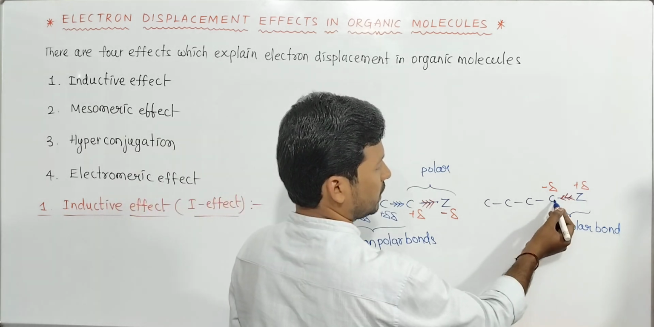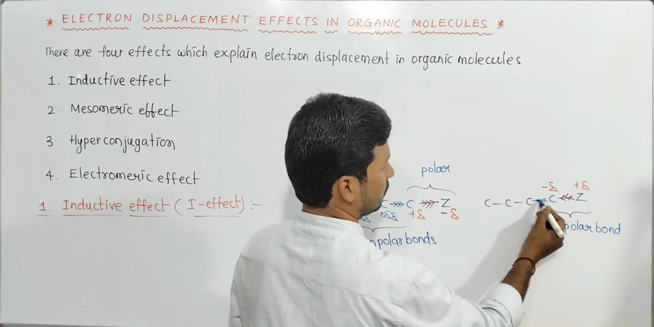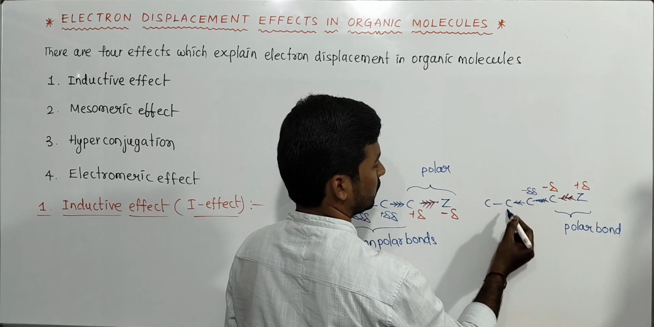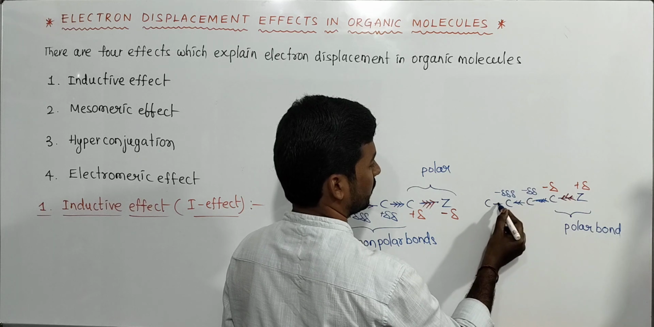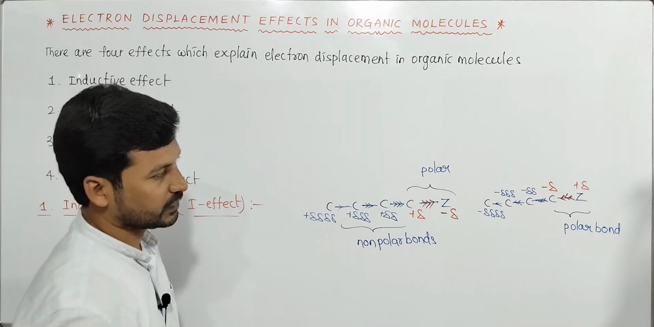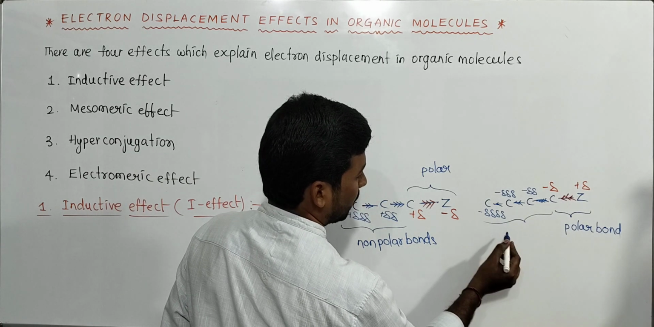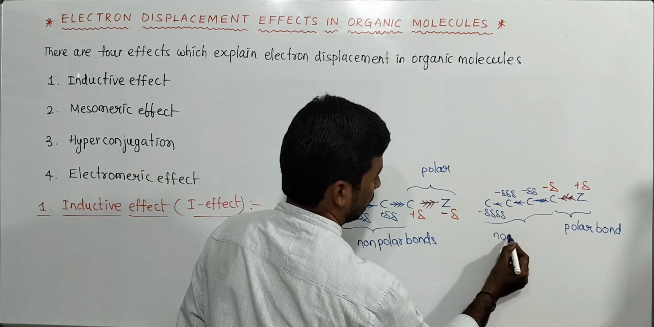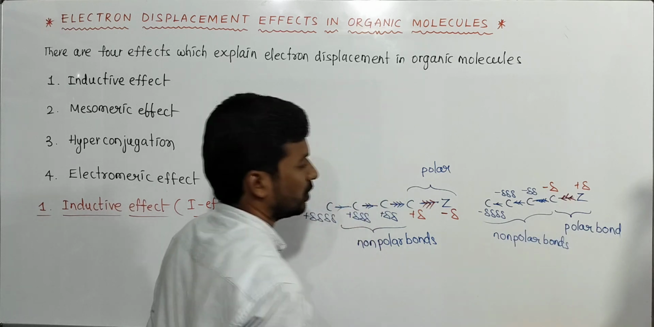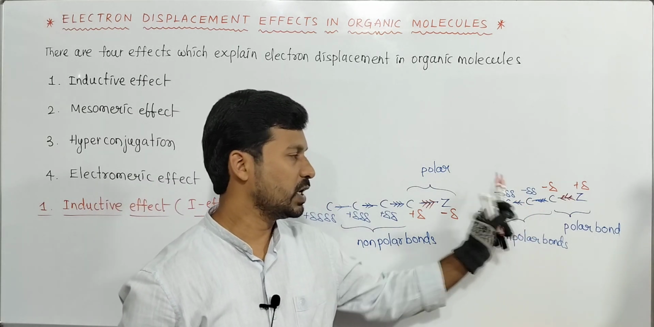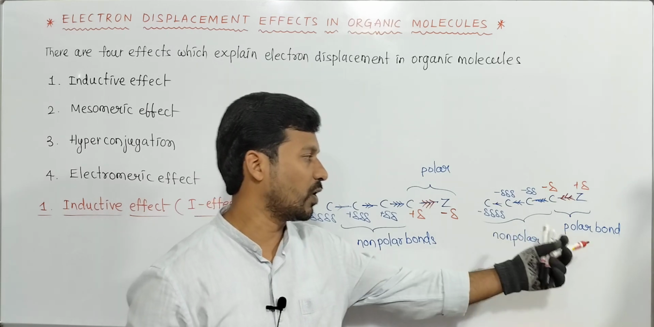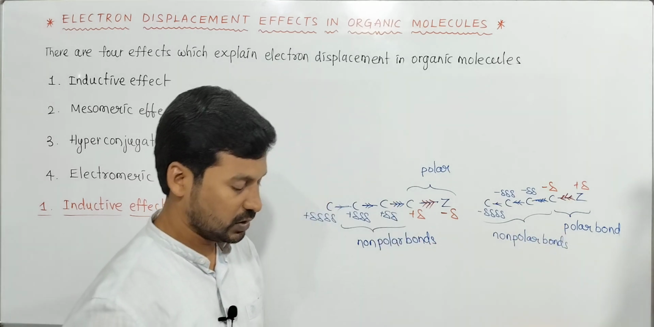Here, since it is negative, electron is pushed towards this carbon, then this becomes partial negative, and electron is pushed towards this carbon, this becomes partial negative. Electron shifts towards this one, this becomes partial negative. Thus the bonds between carbon atoms, which are actually non-polar bonds, have polarity induced in them. This is called inductive effect, induction of polar bond on non-polar bonds.